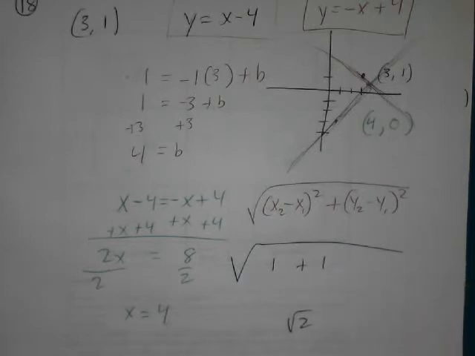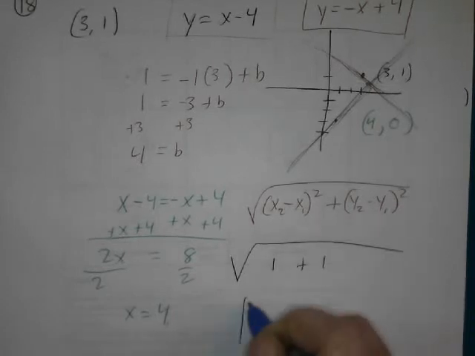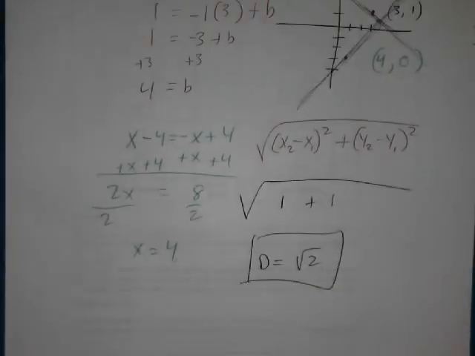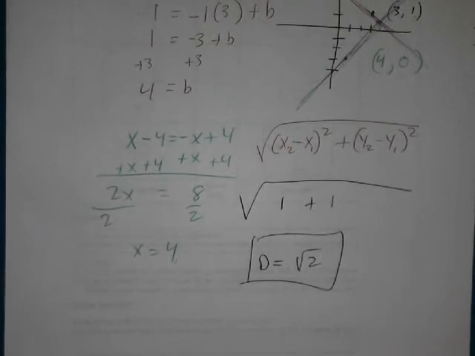I can check that, can't I? Yep. I guess you can go D. D equals √2. Dang. What? Close. Oh, you were close.